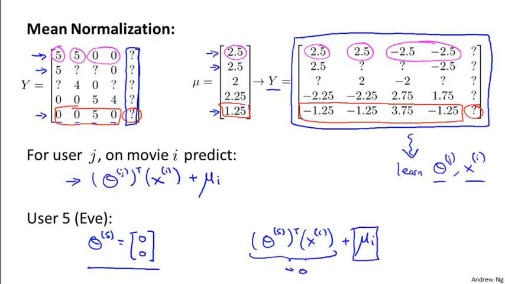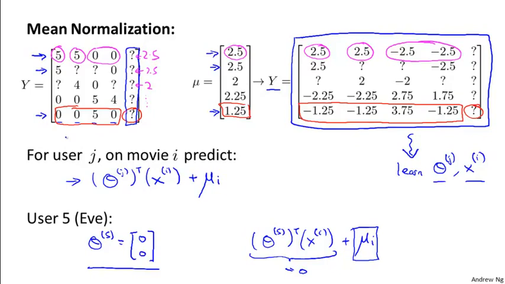And this actually makes sense. It means that on movie 1, we're going to predict Eve rates it 2.5. On movie 2, we're going to predict Eve rates it 2.5. On movie 3, we're going to predict Eve rates it 2, and so on. And this actually makes sense because it says that if Eve hasn't rated any movies, we just don't know anything about this new user Eve, so what we're going to do is just predict for each of the movies whatever the average rating that those movies got.